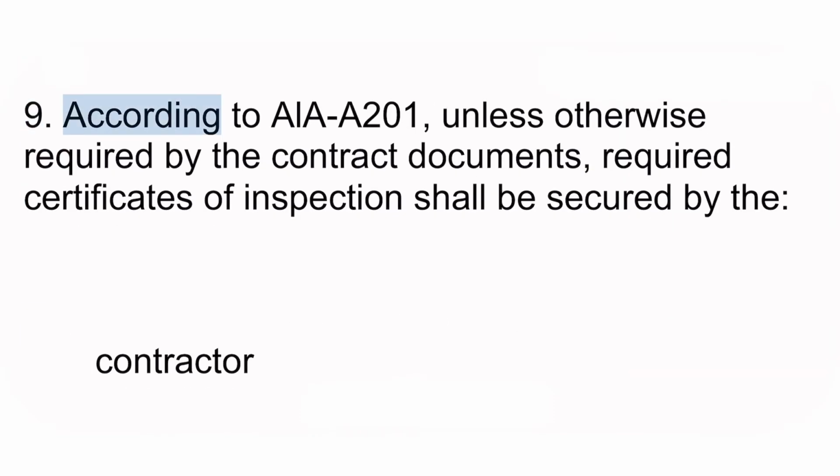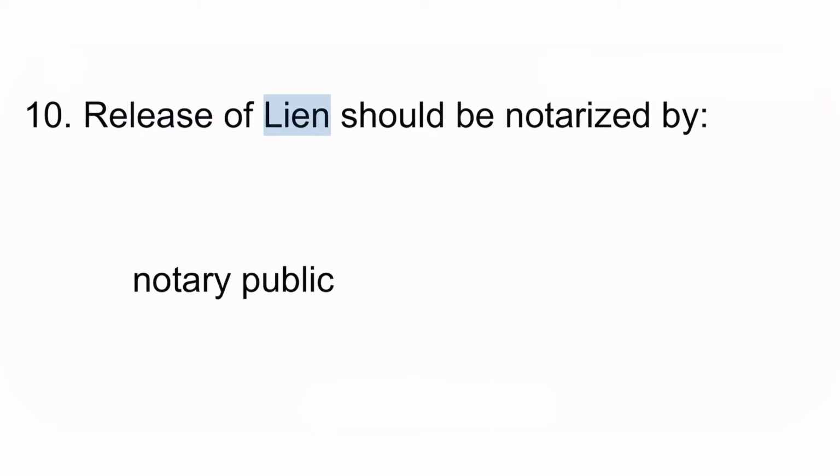9. According to AIA A201, unless otherwise required by the contract documents, required certificates of inspection shall be secured by the contractor. 10. Release of lien should be notarized by a notary public.